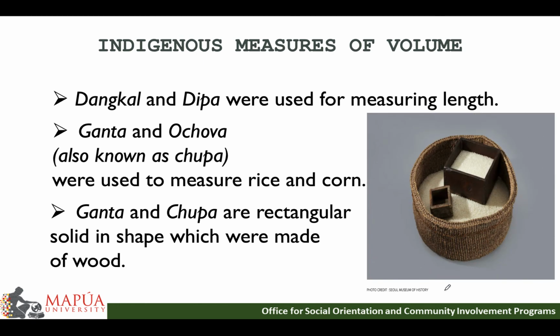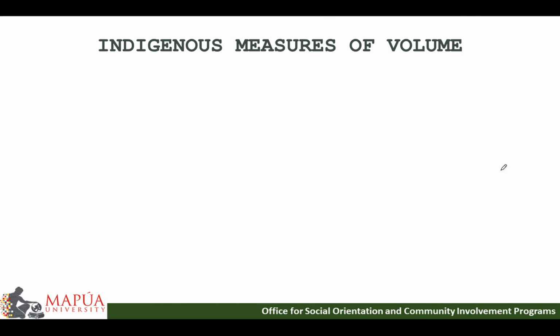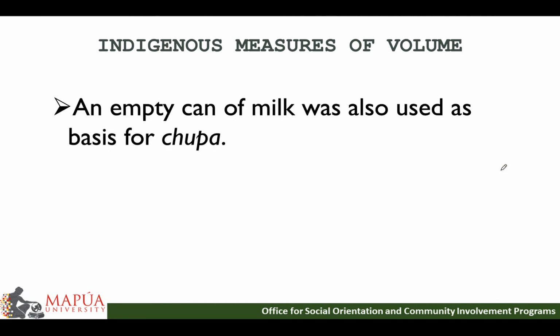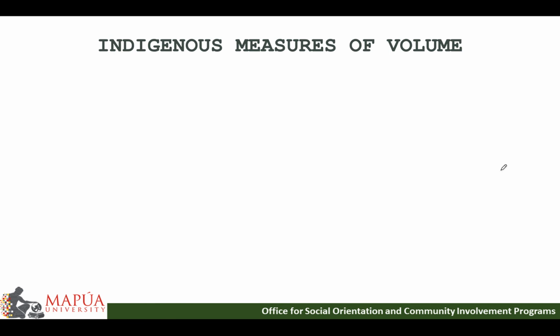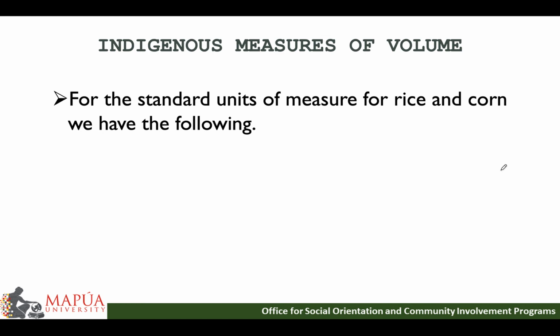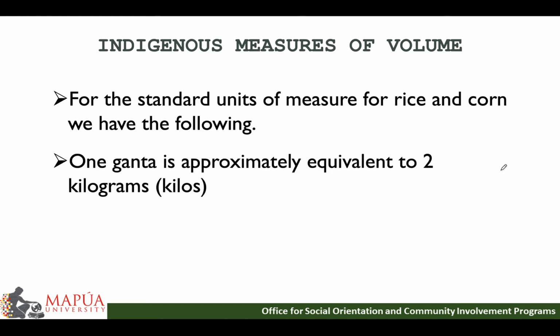So it looks something like this. This is a photo from the Seoul Museum of History. This is for chupa, and this one is for ganta, the bigger one. An empty can of milk was also used as the basis for chupa. And they use takal for measuring salt or grains. For the standard units of measure for rice and corn, we have the following. 1 ganta is equivalent to approximately 2 kilograms, and 1 litro is 1/3 of ganta.